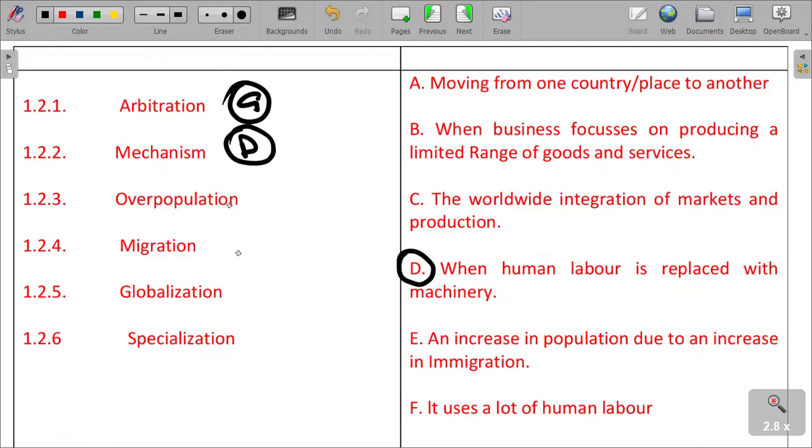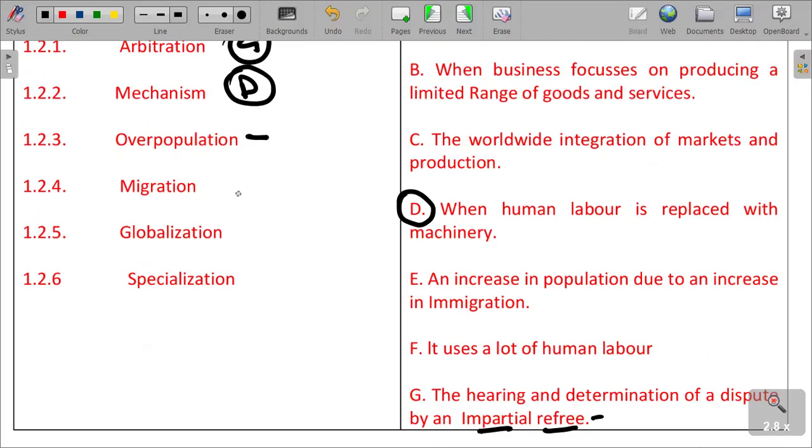Overpopulation actually means an excessive increase in the number of people versus the resources available, which can be caused by various factors. So overpopulation, number three, what is it? An increase in population due to an increase in immigration, people coming into an area. Therefore, it is overpopulation.